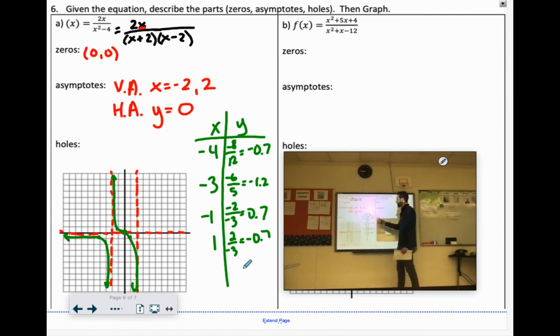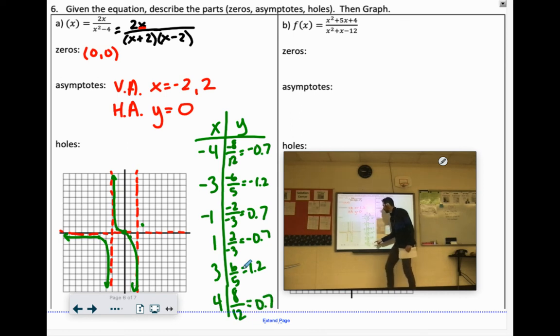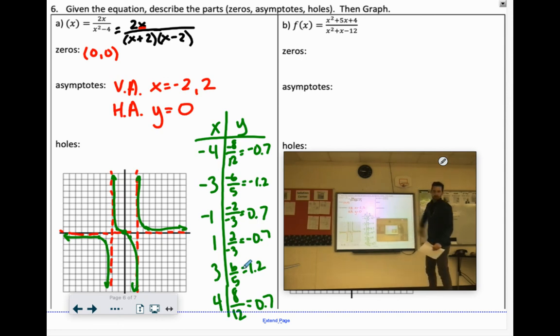And then if we were to go in the positive direction, if we chose a number like 3, 2 times 3 is 6, 3 squared is 9 minus 4 is 5, so this comes out to 1.2. Sorry, I'm rushing because I have class in a minute here. And if we were to choose 4, we have 8 over 12, which comes out to 0.7-ish. So that will give us curves along our asymptotes. Domain would be everything except for those vertical asymptotes. The range would be everything.